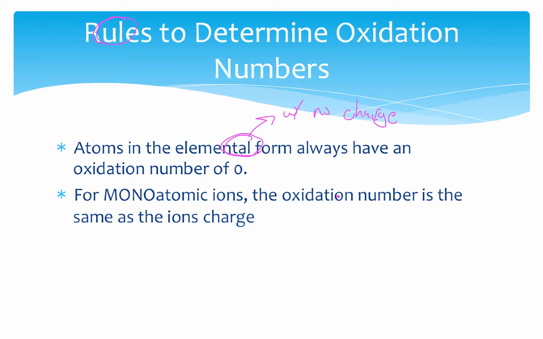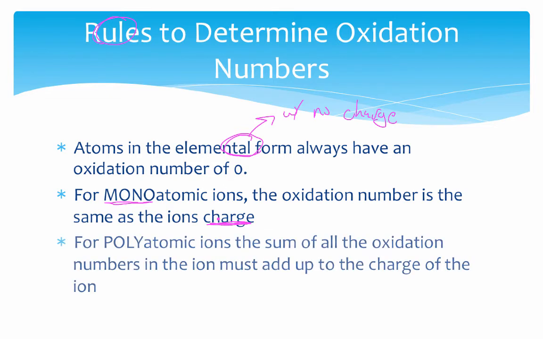Rule number 2, for monoatomic ions, ions made up of only one type of atom, the oxidation number is the same as the ion's charge. So oxidation number and charge in this scenario are the same thing. This is how we were able to assign oxidation numbers in the previous video, despite not having had a chance to talk about what they meant.